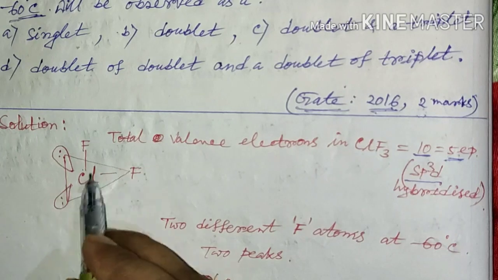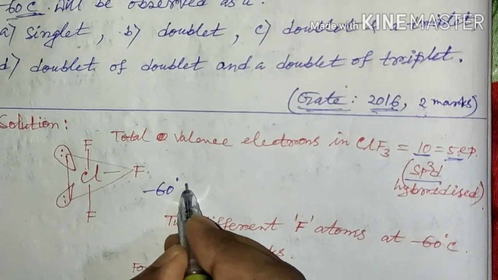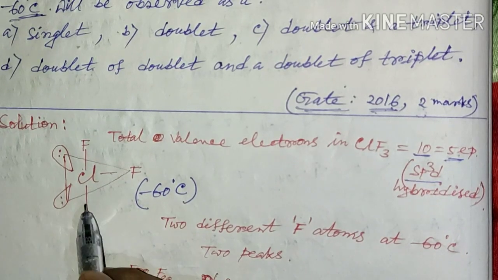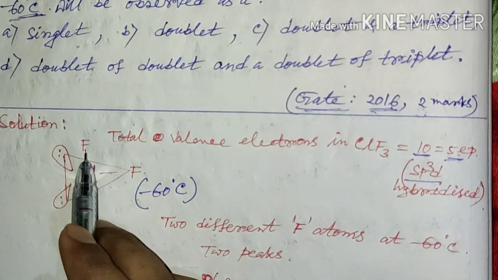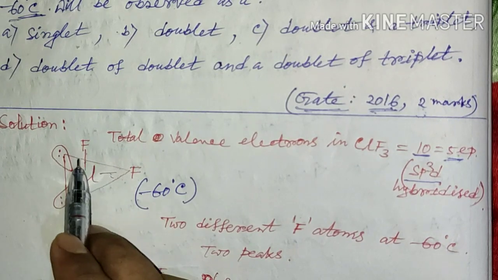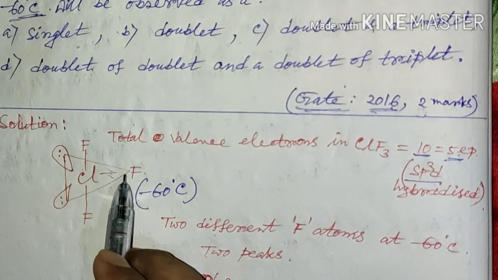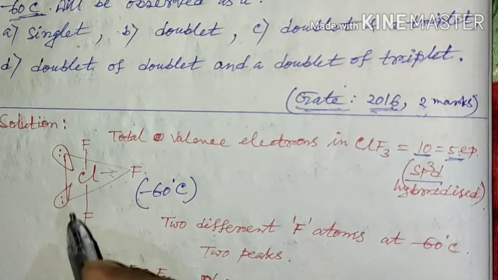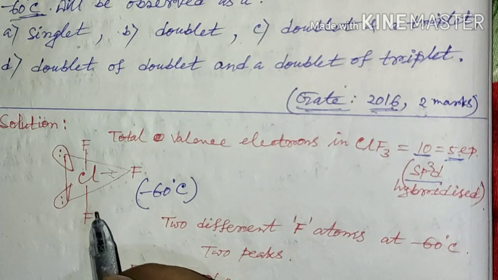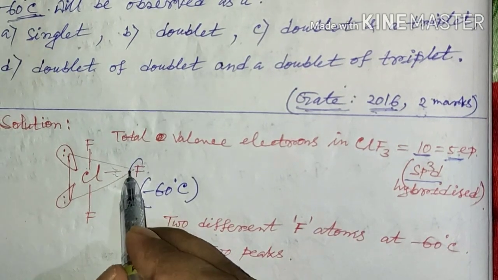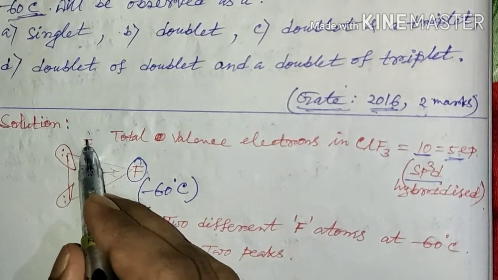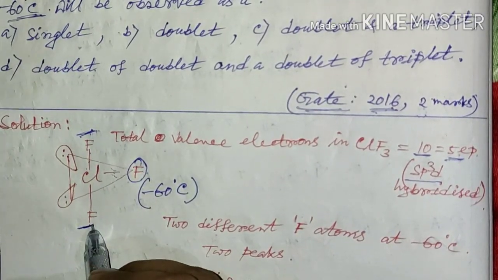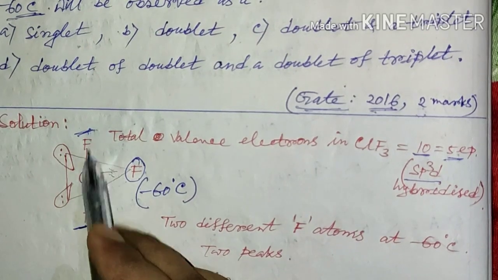Now since the temperature is very low, at this temperature the molecule will be fixed in this geometry, that means no bond rotation or bond flipping from the axial to the equatorial is possible. Therefore we can say that there are two different fluorine atoms, one is this and the other is this. These two fluorine atoms are equivalent and this is different from these two.